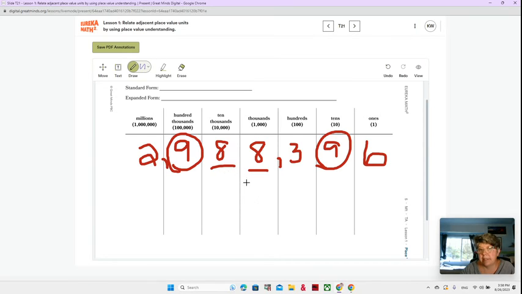These are not the same digit. They're both using 8s, but different values. If this is 8 ten-thousands, that would be 80,000, and this is 8,000. So what is the relationship between the two? What is the relationship between 8,000 and 80,000? And what is the relationship between 80,000 and 8,000?